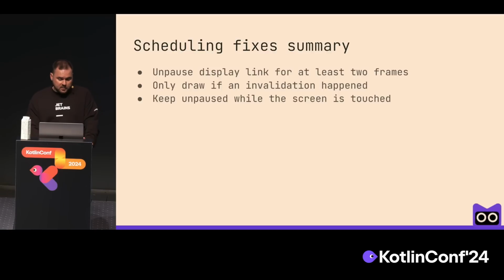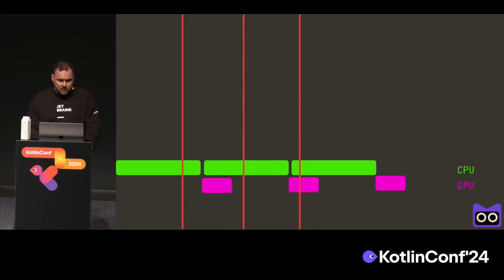So the schedule fixes can be summarized like this. We unpause the display link for at least 2 frames, we only draw if any invalidation happens, and we keep it always unpaused while the screen is touched to enforce the UI touch push rate.